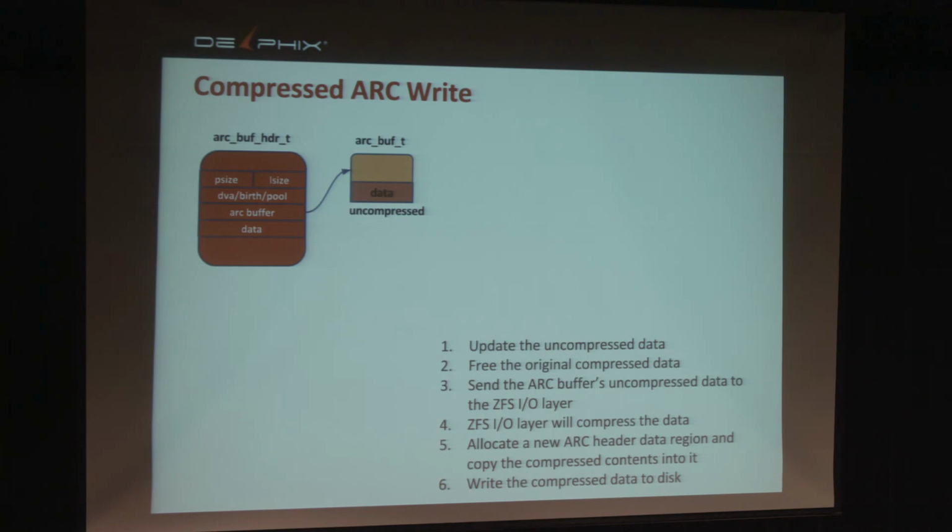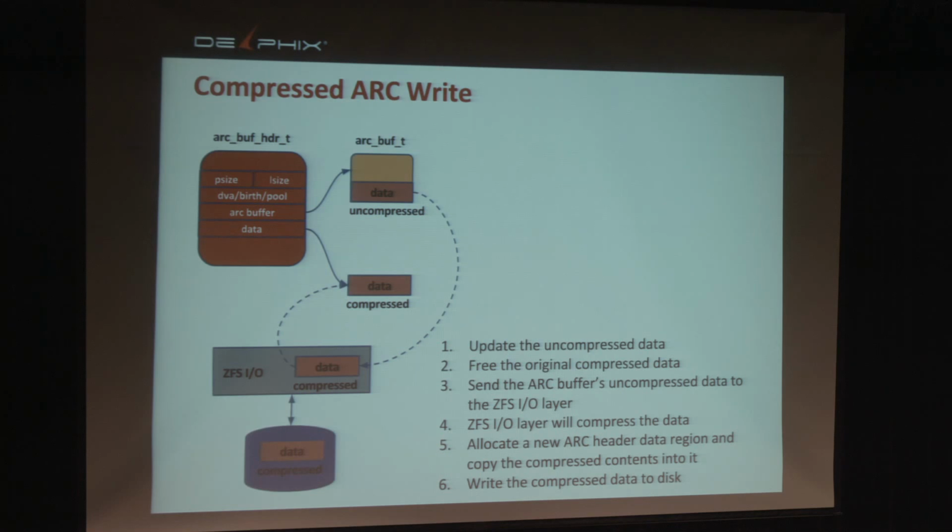compressed the new data. We then pass the uncompressed data to the I/O pipeline. As part of the I/O pipeline, we'll compress that new data, store it back, and allocate a new ARC buffer, a new ARC header data pointer, store the compressed data in there, and then write it to disk. So this allows us to actually always have the correct compressed data in the cache at all times.